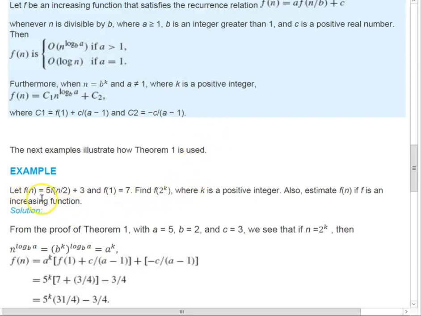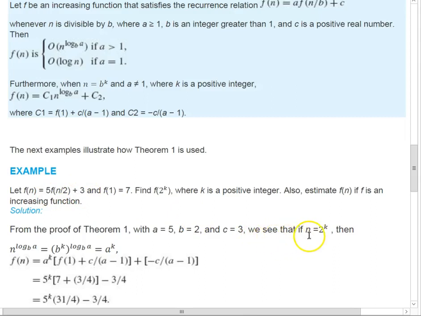In the first example, f(n) is 5 times f(n/2) plus 3, and f(1) is 7. Find f(2^k), where k is a positive integer. Also, estimate f(n) if f is an increasing function. So, we have a equals 5, b equals 2, and c equals 3 in the recurrence relation of the theorem.